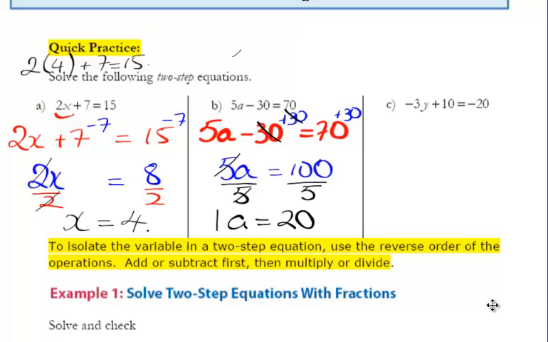Now, what have you got? 5 times 20 is 100, minus 30 is equal to 70. All right, have a look at the last one here. Watch out for those negatives. Remember your rules. So you can pause the tape. I'm going to go through and do it.